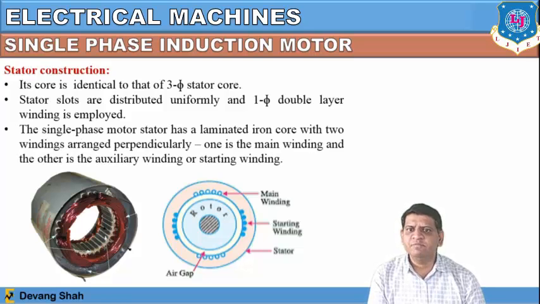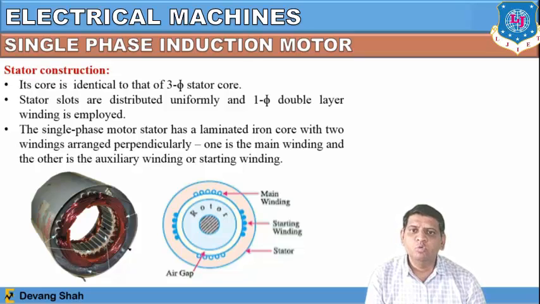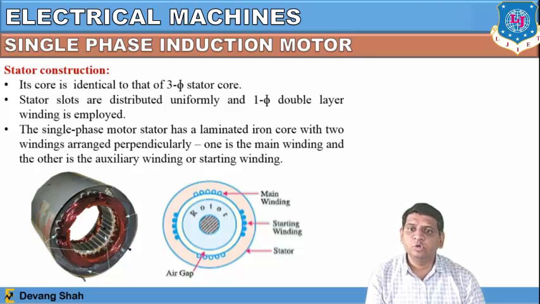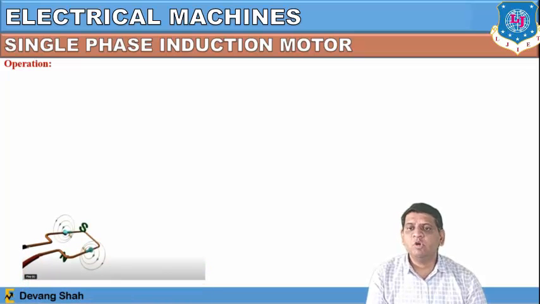The single-phase motor stator has a laminated iron core with two windings arranged perpendicular to each other. Now this is a very important part: it employs two windings, arranged in a perpendicular manner. One is the main winding and the other winding we define as the auxiliary winding or starting winding. Now we'll see the operation.